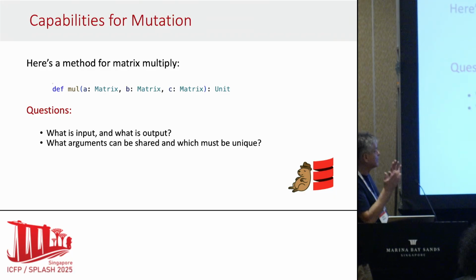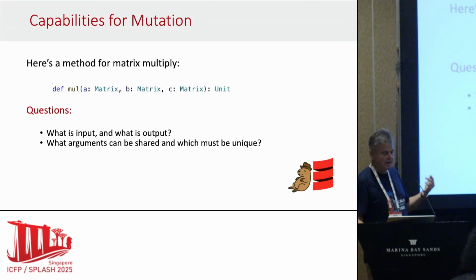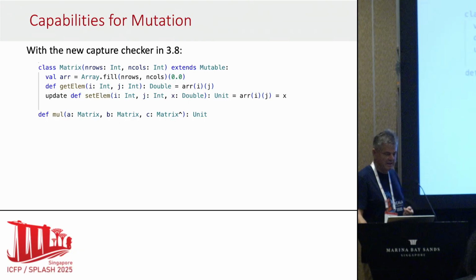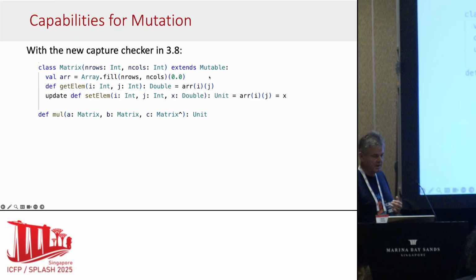So I'll give you just a quick run of what this is. Here's a matrix multiply, matrices A, B, C. The question is, what is input, what is output, which arguments can be shared, which arguments are unique. It doesn't really tell you much, right? That's the sort of thing you have to contend with when you have operations like that. So what we can do now is first define a matrix to be mutable, so a matrix extends Mutable. And then furthermore, we define the method that sets an element of the matrix to be an update method.